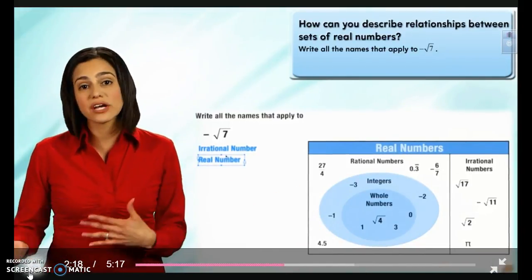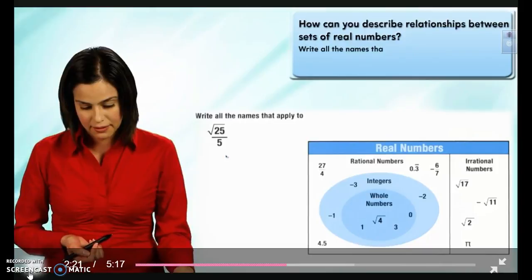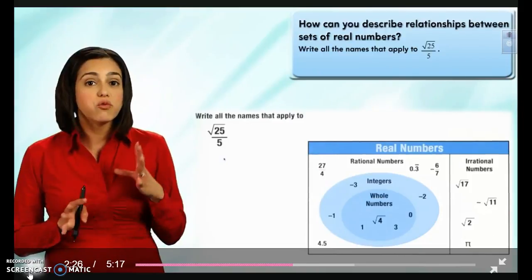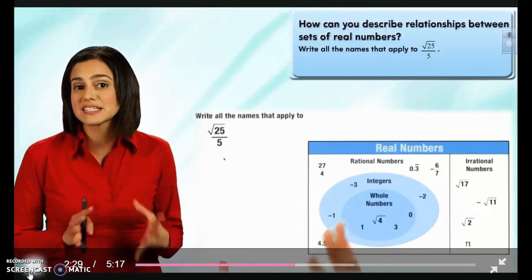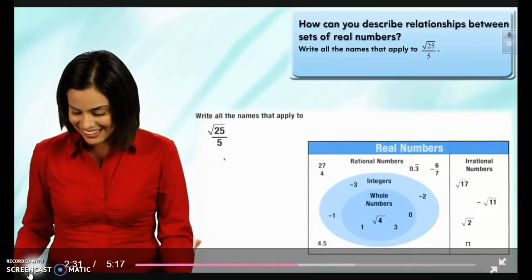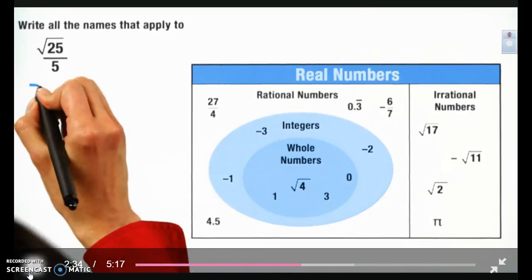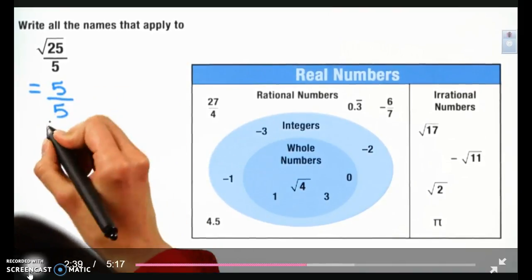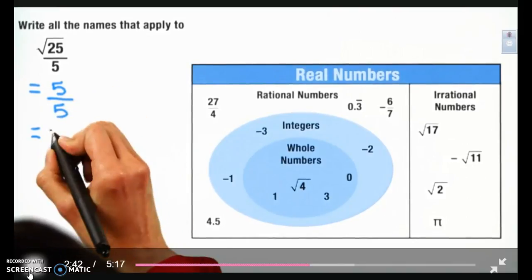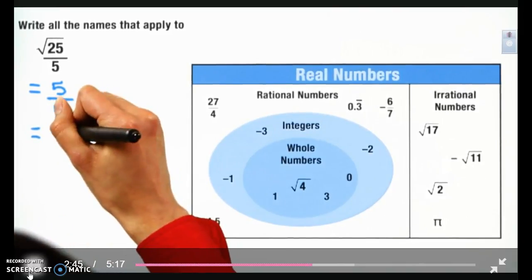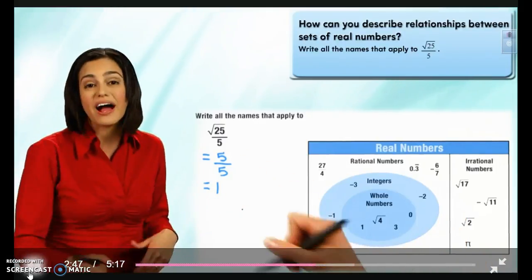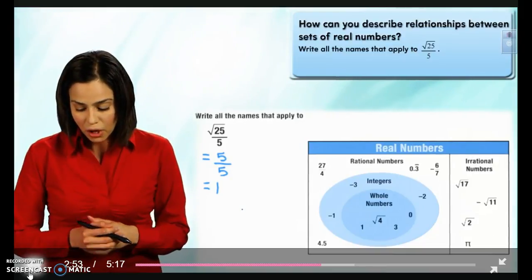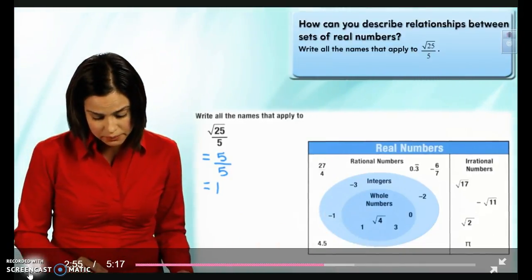Now let's go ahead and look at our second example: square root of 25 over 5. Before we do this example though, we need to simplify. So let's write it in its simplest form. Square root of 25 we know is 5, and we have our denominator 5. If we simplify 5 over 5, we get 1. Now it's easier to figure out what name applies to that number. So we know 1 is a whole number.